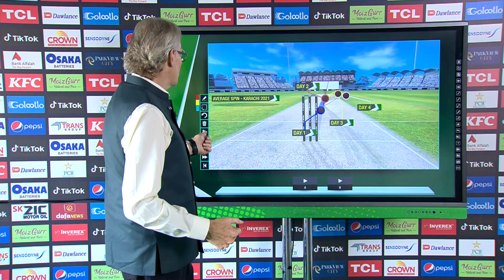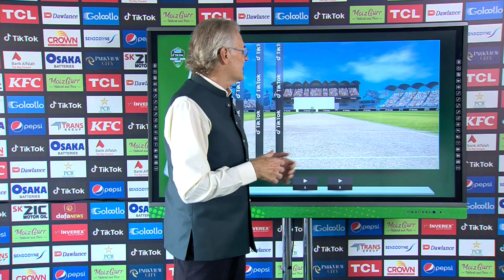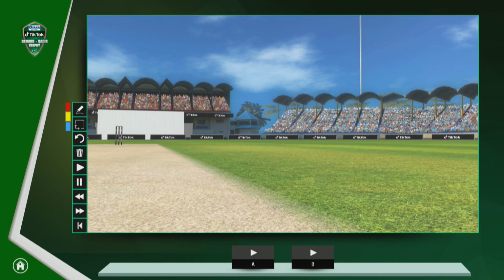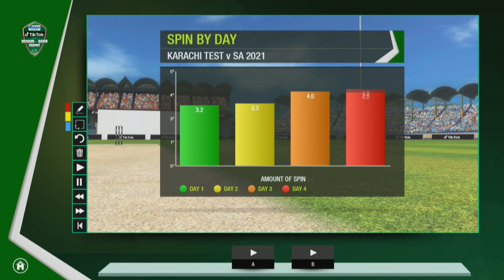Where does that show you on a graph? So let's just go a little bit further on this and you can have a bit more information about it to show you exactly when it started to go. And you'll see on this that it did turn actually on day 1. This is again data from the test match against South Africa. 3.2 degrees went on day 1.